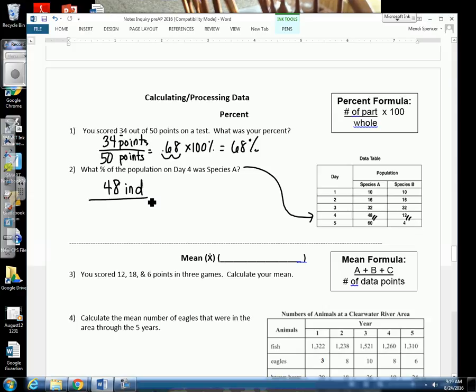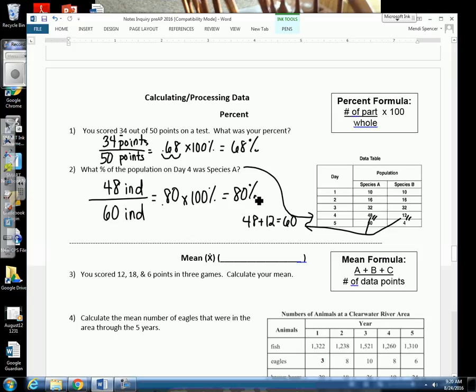Now the whole is how many were actually there. So our whole comes from, if we added 48 plus 12, then there was 60 individuals there by day 4. That's going to be our bottom number. So our total was 60 individuals. If we divide those two, then we're going to get 0.80. Times that by 100, or move your decimal 2 places to the right. So that means 80% of the population on day 4 was species A.